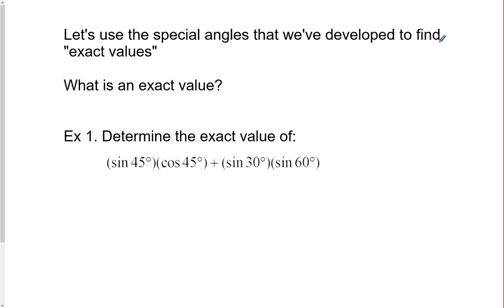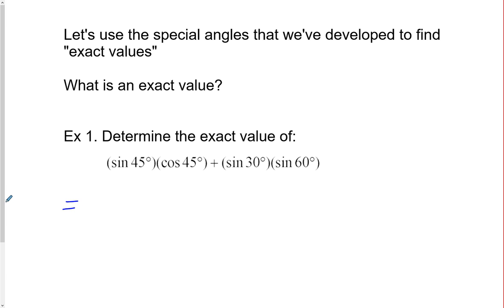So let's use our special angles we've developed to find some exact values. This means we don't have to plug these into our calculator and get a bunch of crazy decimals. We can get exact numbers. So if we want to determine the exact value of sine of 45 times cos of 45 plus sine of 30 times sine of 60, we could plug that into our calculator and get a big weird decimal mess. But now that I know what these numbers are, because I figured them out, I can be much more exact.